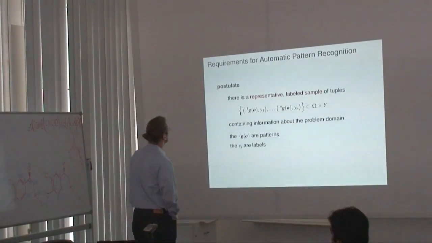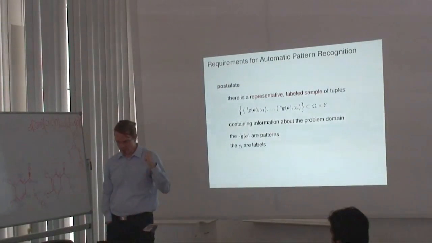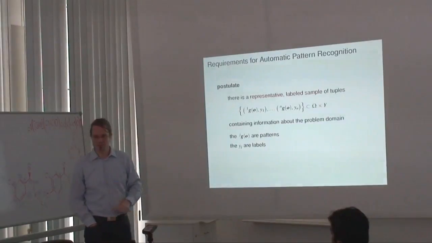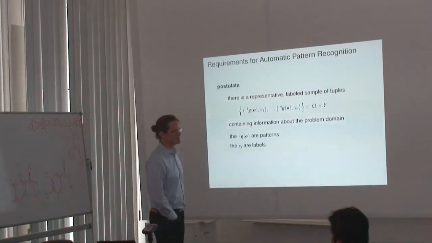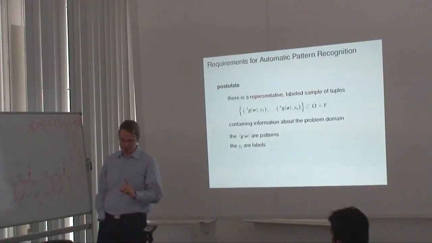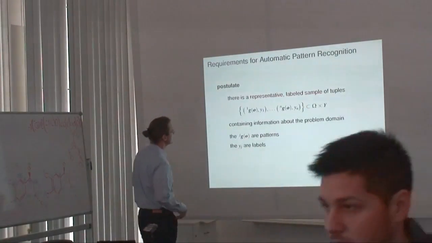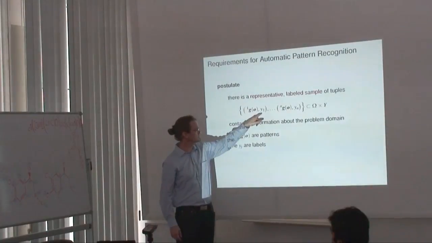The most important postulate, something we do require by all means when we want to do automatic pattern recognition, is that there is a representative, and I'm not discussing this notion yet, labeled sample of tuples. And each tuple consists of a pattern and a label.